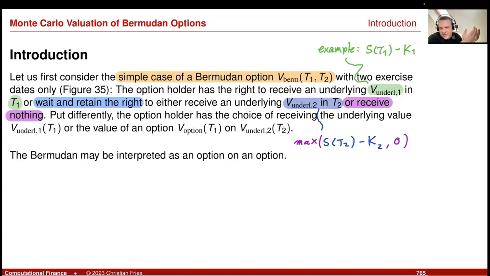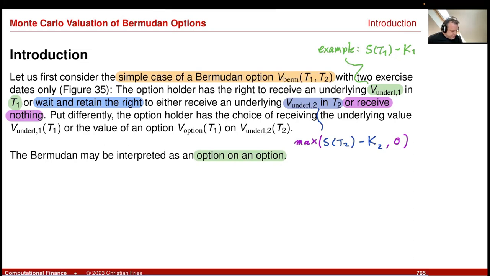So you see that in time T2, he actually has a classical European option. He receives S of T2 minus K2 or nothing, so he just takes the positive part. But in time T1, he has the option to take S of T1 minus K1, the payoff of a European option in T1, or choose the next option. So in time T1 we actually have an option on an option. You can decide whether to choose the payoff of the European now or choose another European option that pays later. How would you value this option on an option?